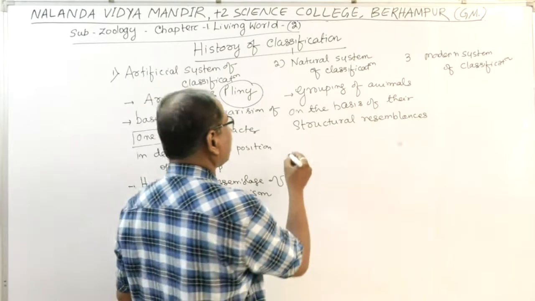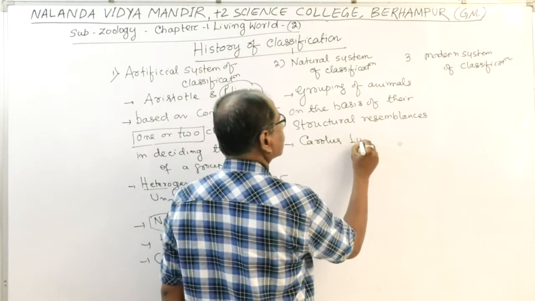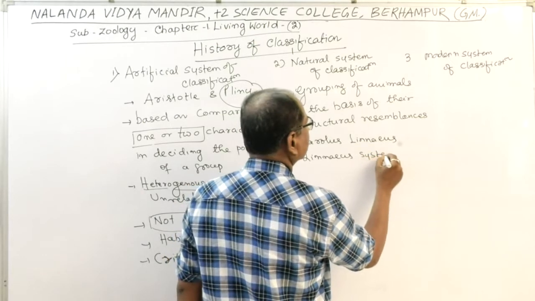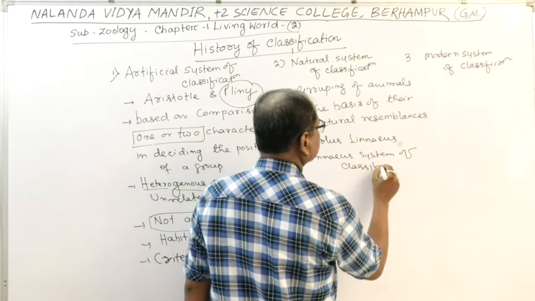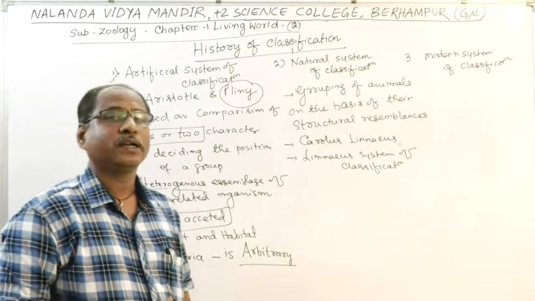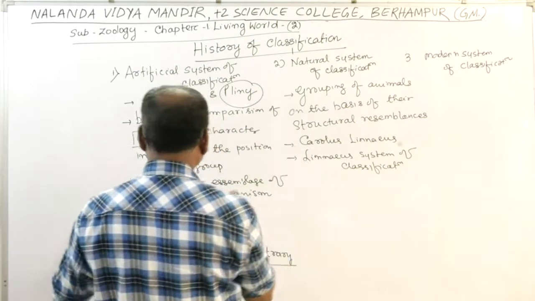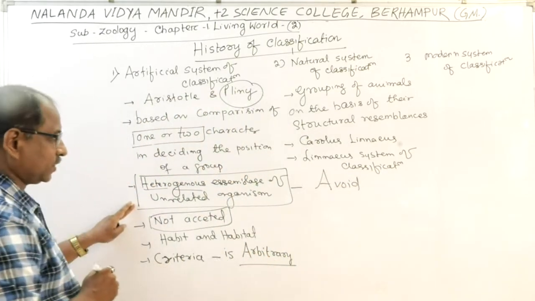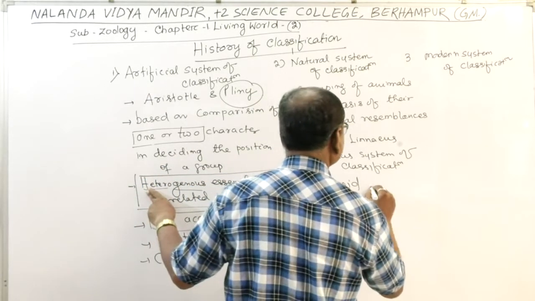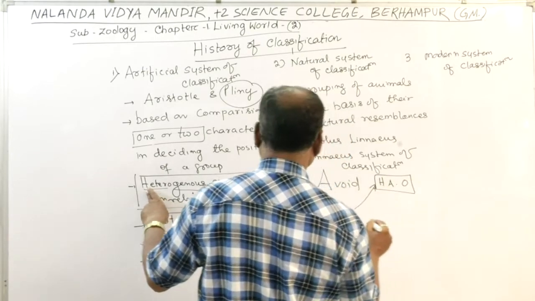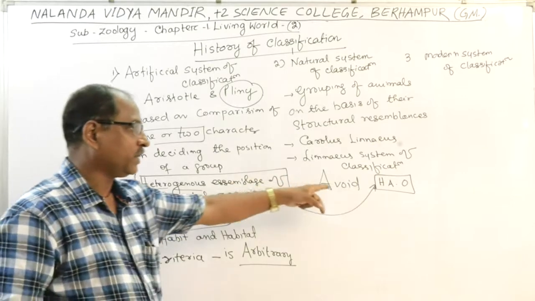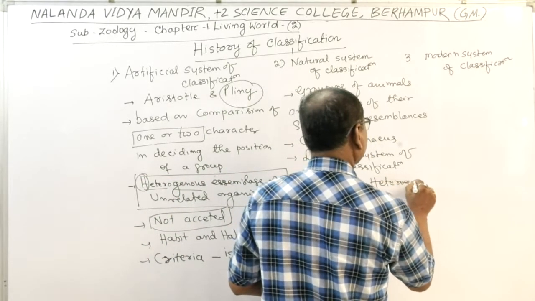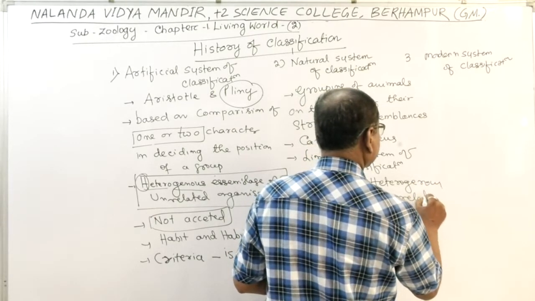This type of classification was given by Carolus Linnaeus. So this system of classification is said to be the Linnaeus system of classification. This system of classification avoids this heterogeneous assemblage of unrelated organisms. Natural system of classification avoids this heterogeneous assemblage of unrelated organisms.